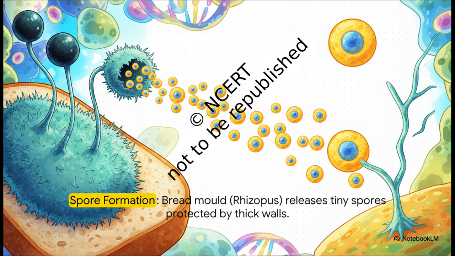And finally, there's spore formation. You've probably seen this yourself on old bread. That's rhizopus, the bread mold. Those tiny black dots are full of spores. Each spore is like a tiny little survival pod with a tough wall, just waiting for the right moist surface to spring back to life.